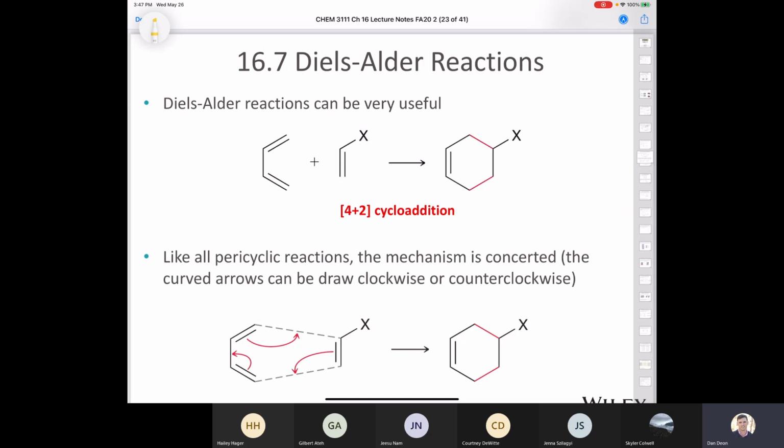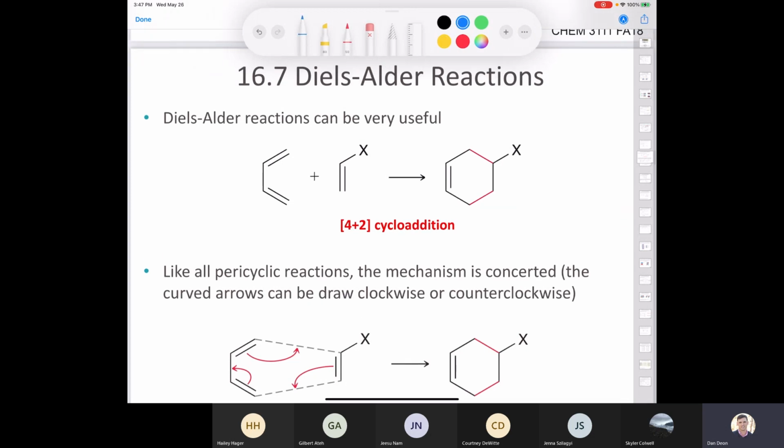Diels-Alder reactions are very, very useful reactions. We also call them 4+2 cycloadditions because we start out with a diene, right? That's where we started this chapter, talking about conjugated and cumulated and isolated dienes. So you have a conjugated diene, you call that the diene, and then you have something that has a pi bond in it, and you call that a dienophile. A dienophile is something that is seeking a diene. Now, why do we call it 4+2? Because in the diene, we have a total of 4 atoms involved in the reaction, and in the dienophile, we have a total of 2 atoms that are, again, involved in the reaction.